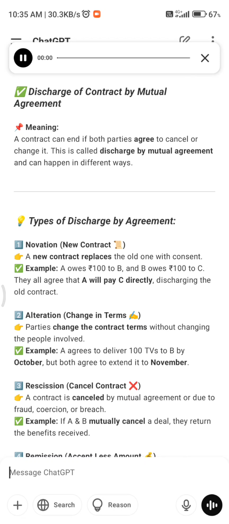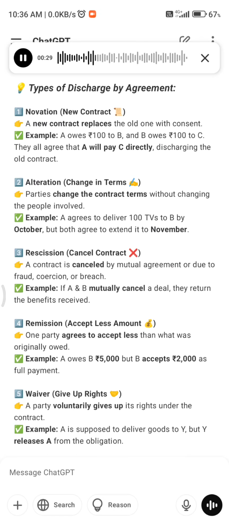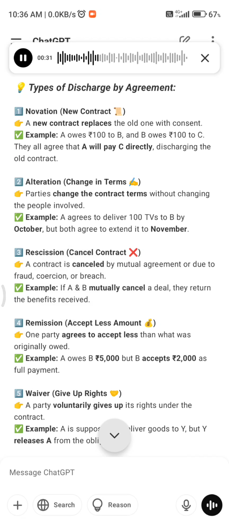Discharge of contract by mutual agreement, meaning a contract can end if both parties agree to cancel or change it. This is called discharge by mutual agreement and can happen in different ways. Types of discharge by agreement. 1. Novation, new contract. A new contract replaces the old one with consent. Example, A owes 100 to B and B owes the 100 to C. They all agree that A will pay C directly, discharging the old contract.